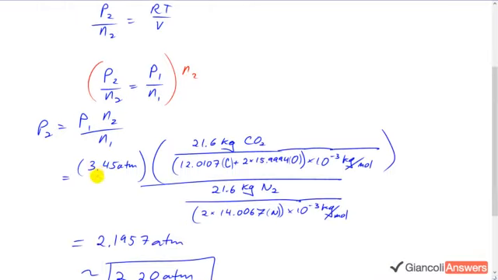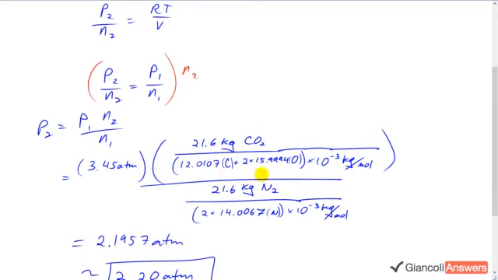So P1 is 3.45 atmospheres. That's the pressure when there's nitrogen in there. And we'll multiply it by the number of moles of carbon dioxide. So that's 21.6 kilograms of carbon dioxide divided by the molar mass expressed in kilograms per mole.